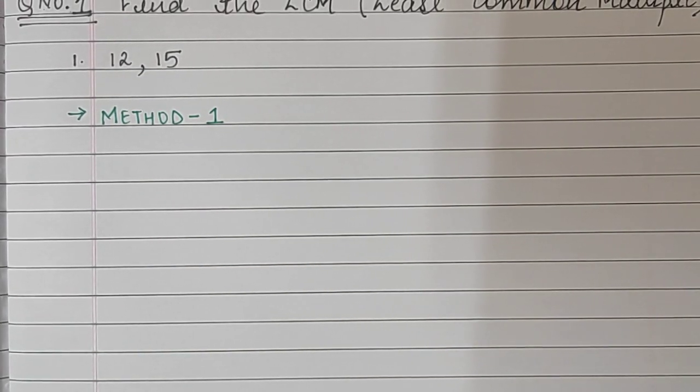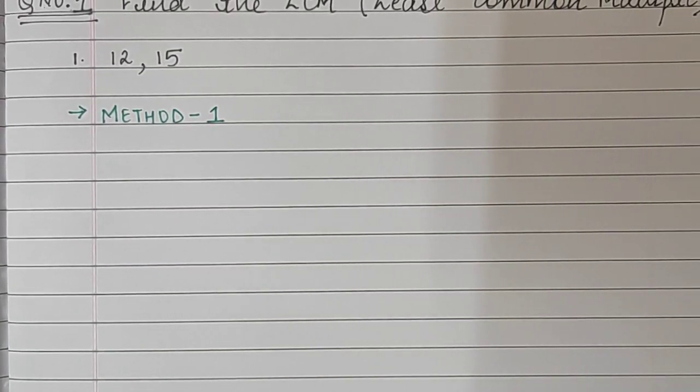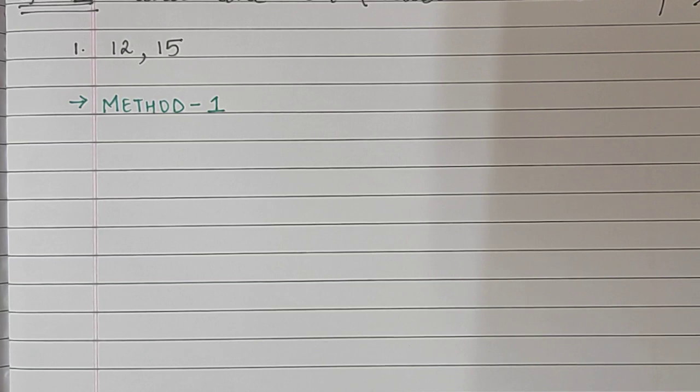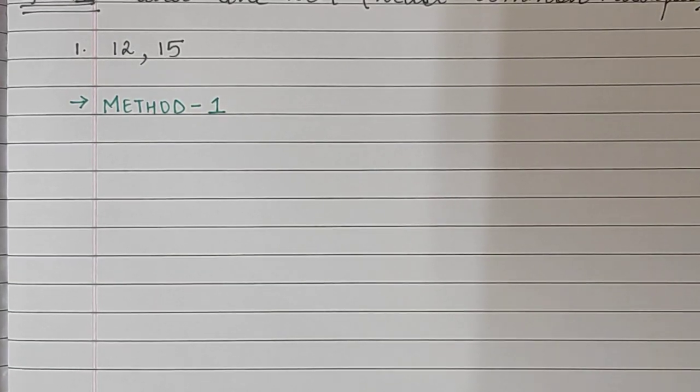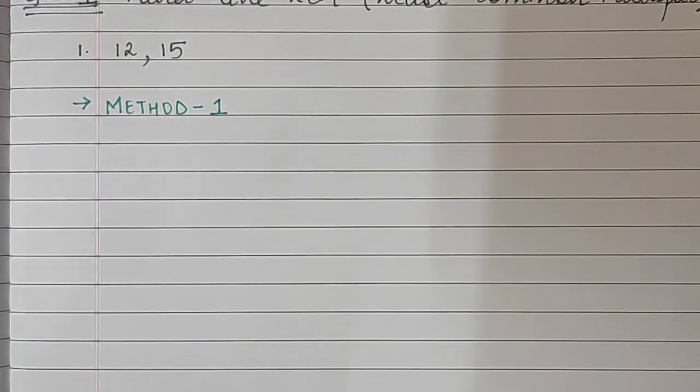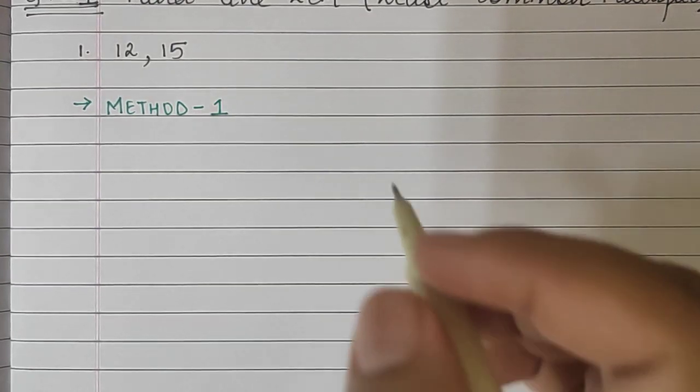So, method 1. First question says 12 and 15. These are the two numbers that we are going to find the LCM of. So I will first find factors like we generally do. We will do it as we do it for HCF. We are going to use the same method, but it is going to be a little different at the end. Okay, so pay careful attention.